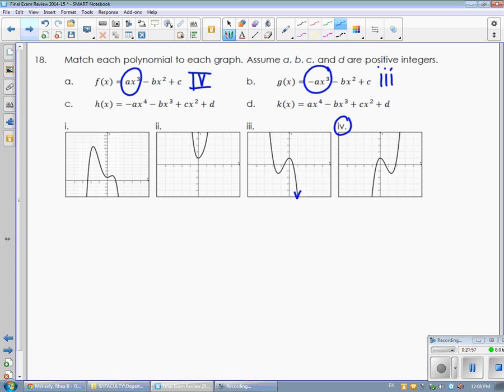In letter C, we've got negative a x to the fourth. The exponent is even, so I know the ends are going in the same direction. Since a is negative, they must be going down. And so that is going to match the graph for number 1. Obviously, that leaves number 2. That's going to be your even end behavior that is going up. And so that's going to be the graph of number 2.